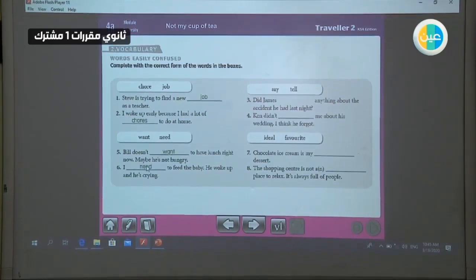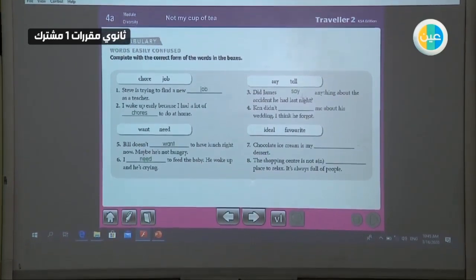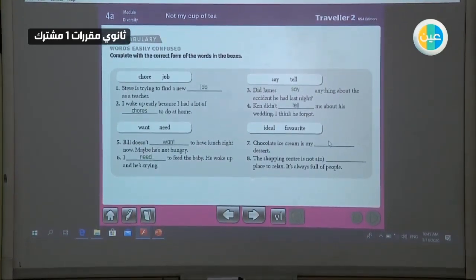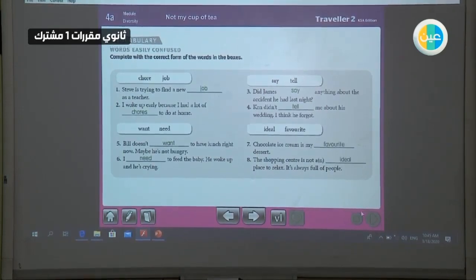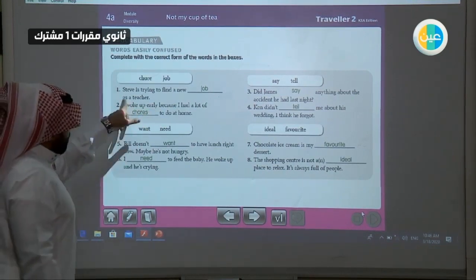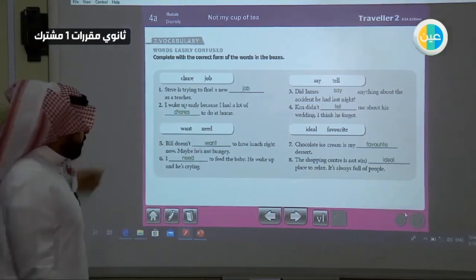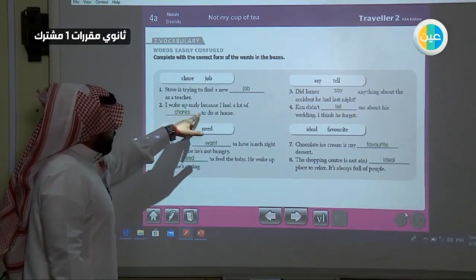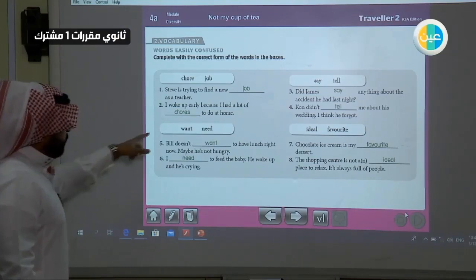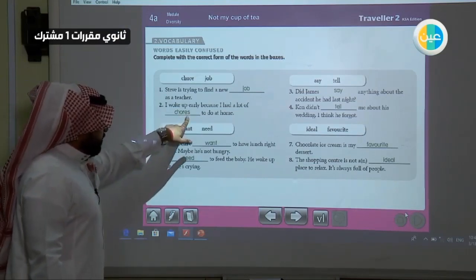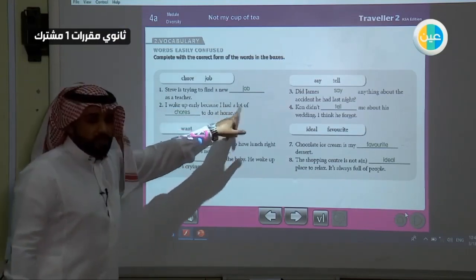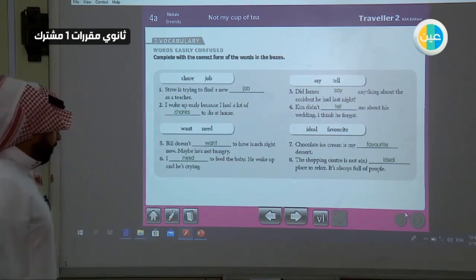Now we'll have the answers. The first one, Steve is trying to find a new, as a teacher, a new job. Because when you teach, you get money. I woke up early because I had a lot of chores to do. We added S because it's a lot of, so it's not just one thing, it's more than one.